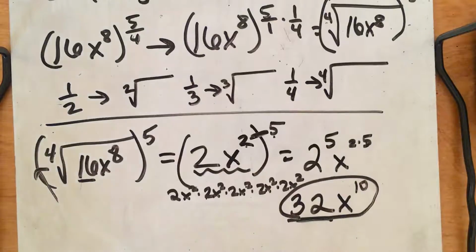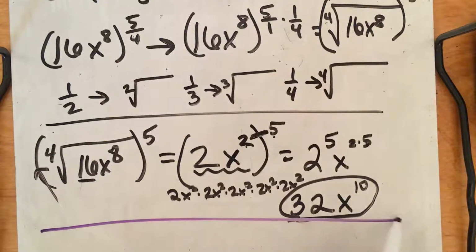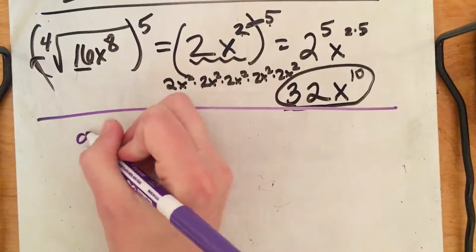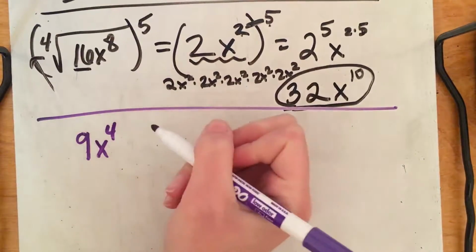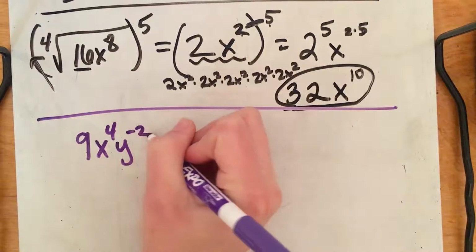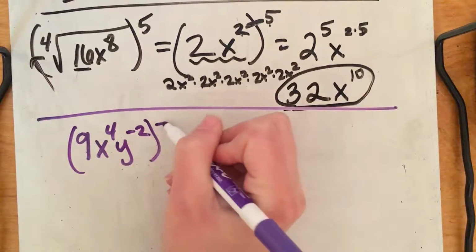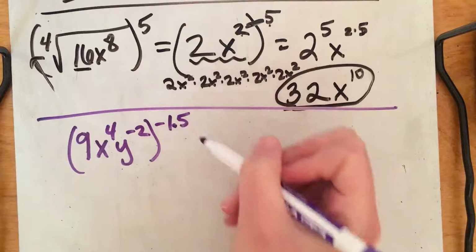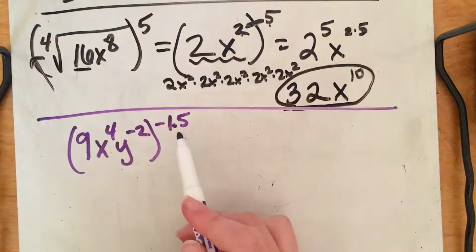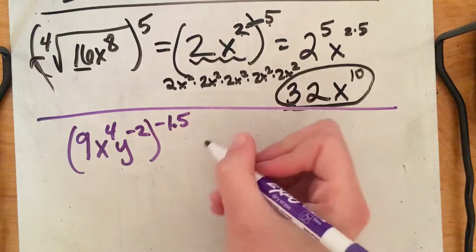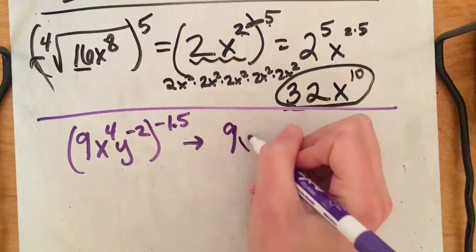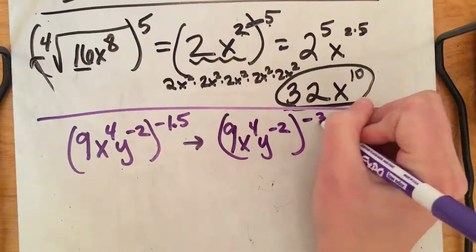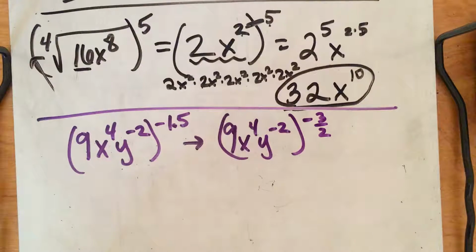So I'm going to show you another one with an exponent that is a fraction. Okay, let's maybe do that. Start doing that in purple. Okay, so I have 9x to the 4, y to the negative 2, and all of this is to the negative 1/2 power. So let's maybe rewrite this into a fraction actually. It might be a little bit easier. So I'm going to rewrite that as 9x to the 4th, y to the negative 2, times negative 3/2. That means the same as negative 1.5.